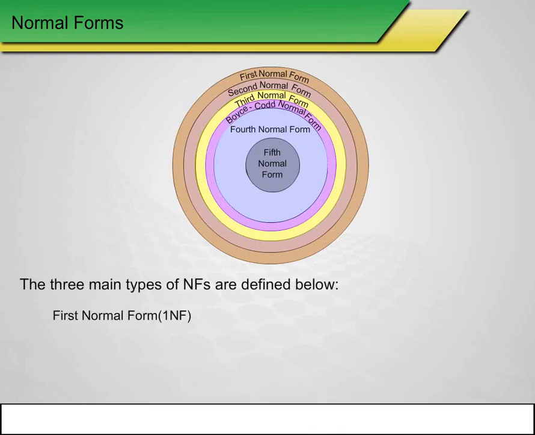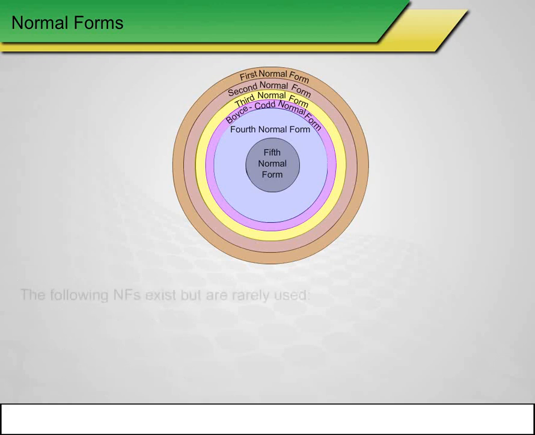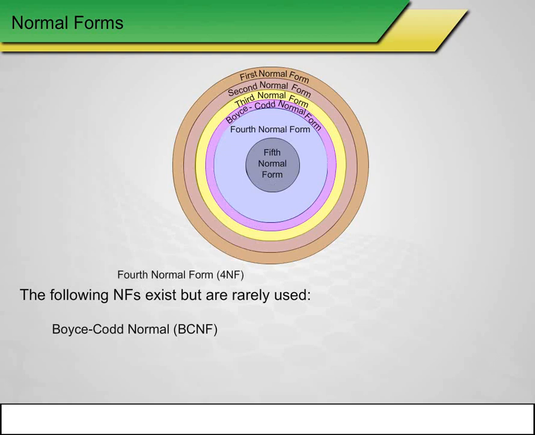First normal form, that is 1NF. Second normal form, that is 2NF. Third normal form, that is 3NF. The following normal forms exist but are rarely used: Boyce-Codd normal form, fourth normal form, that is 4NF, fifth normal form, that is 5NF.